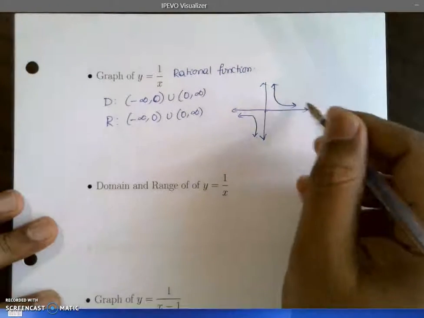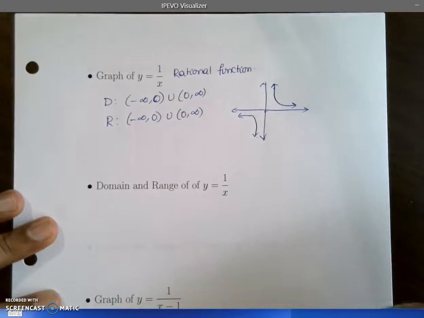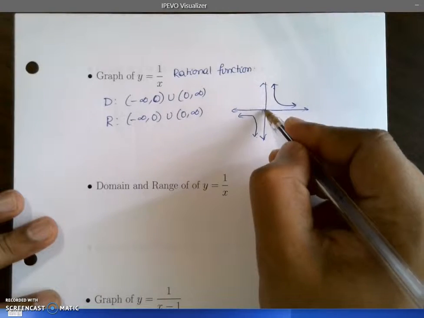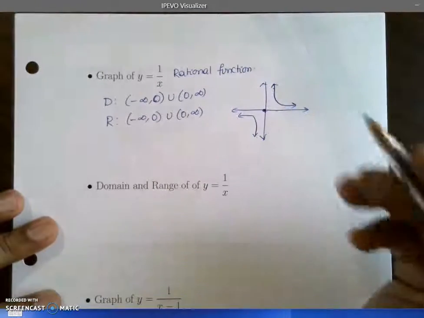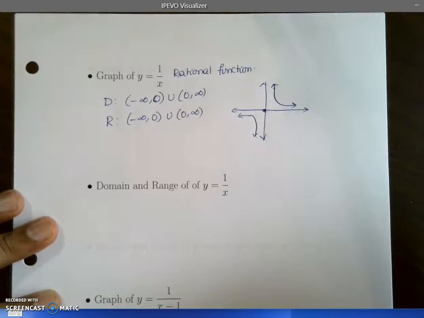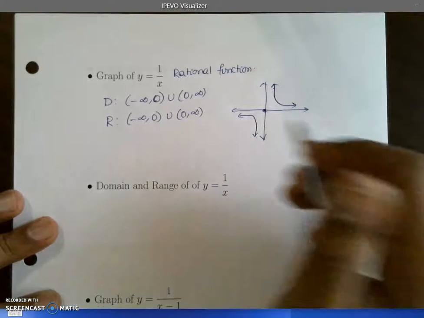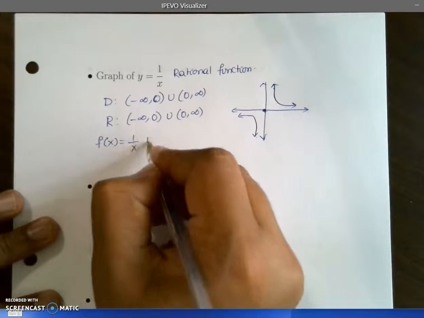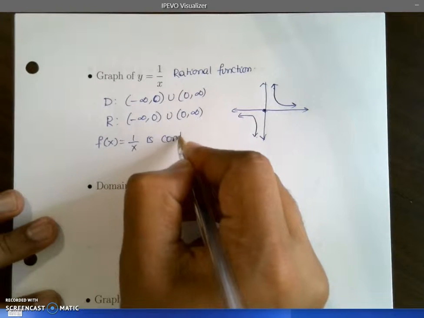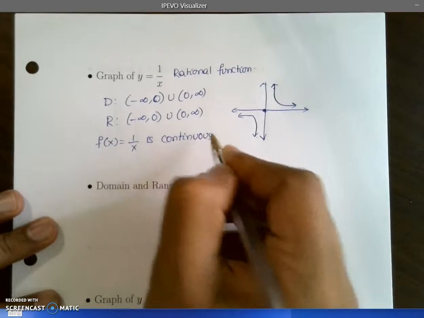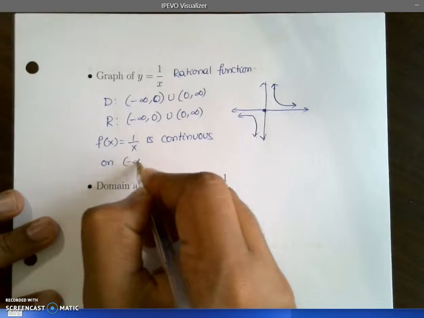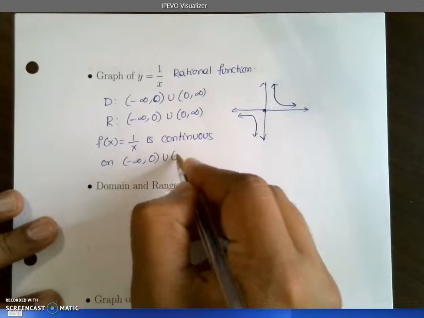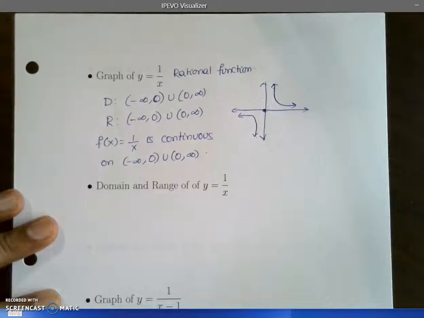Now you can also see that, other than 0, the function limit is equal to the function value. Other than 0, there is no break in the graph or no jump in the graph. Hence the function is continuous on the domain. So you will see that f of x equals 1 over x is continuous on the entire real line except 0, or in other words, negative infinity to 0 union 0 to positive infinity.